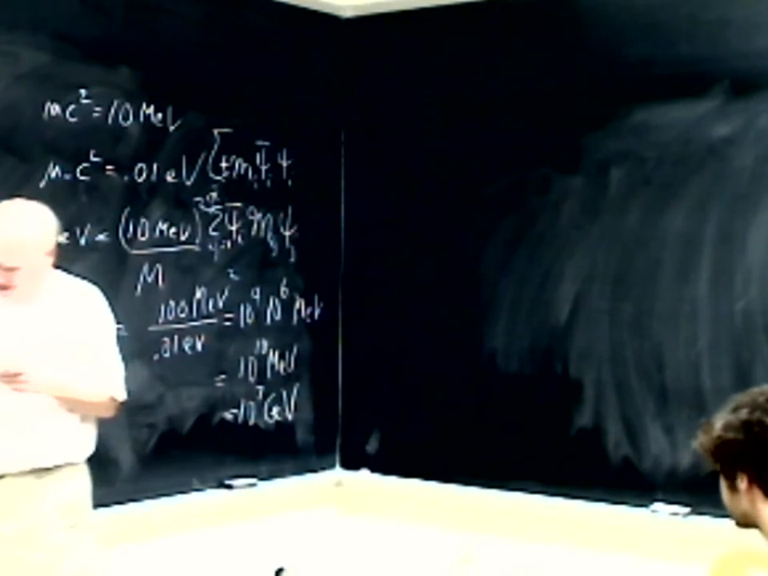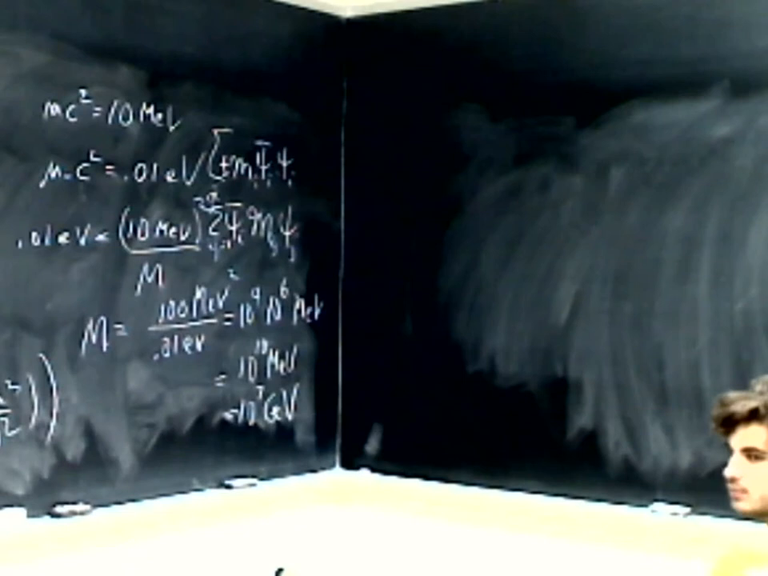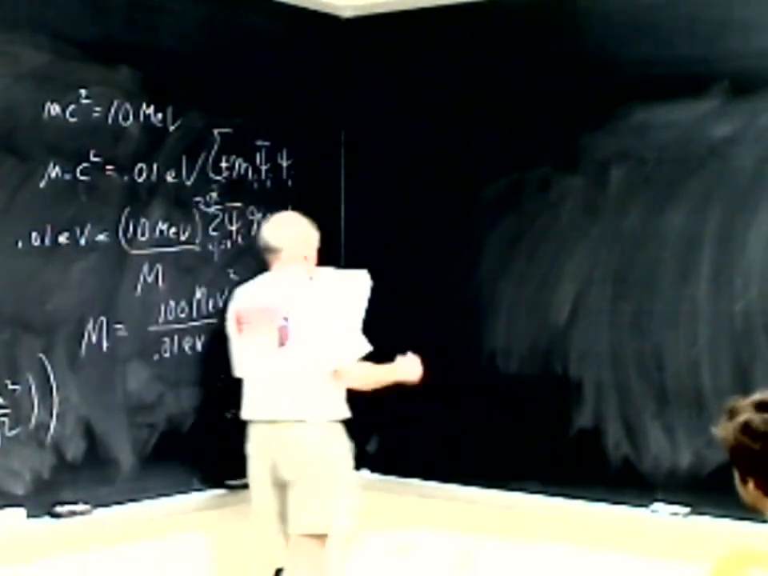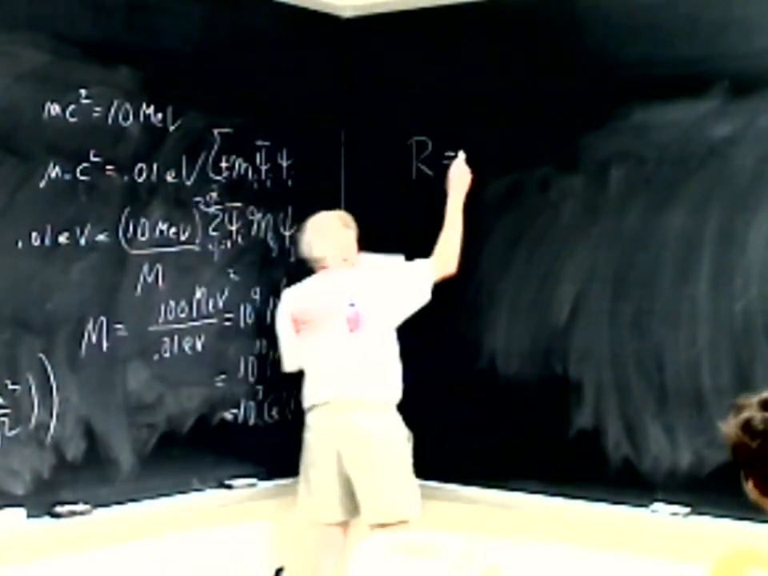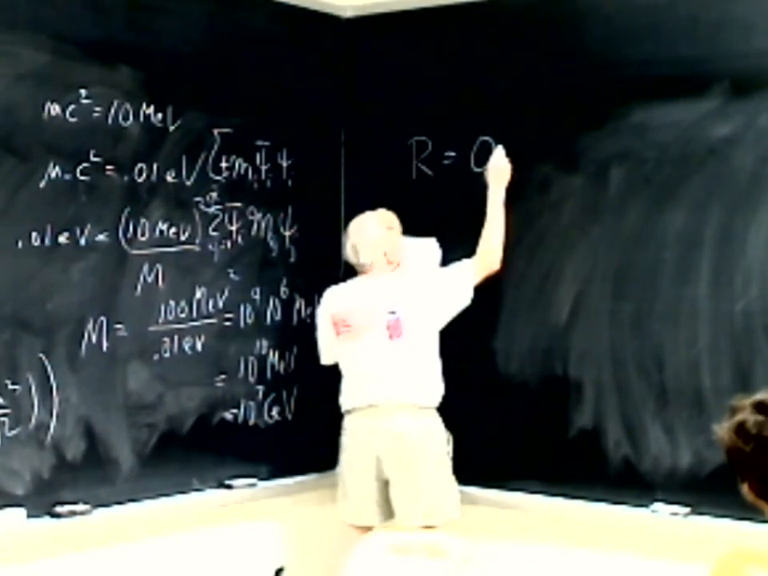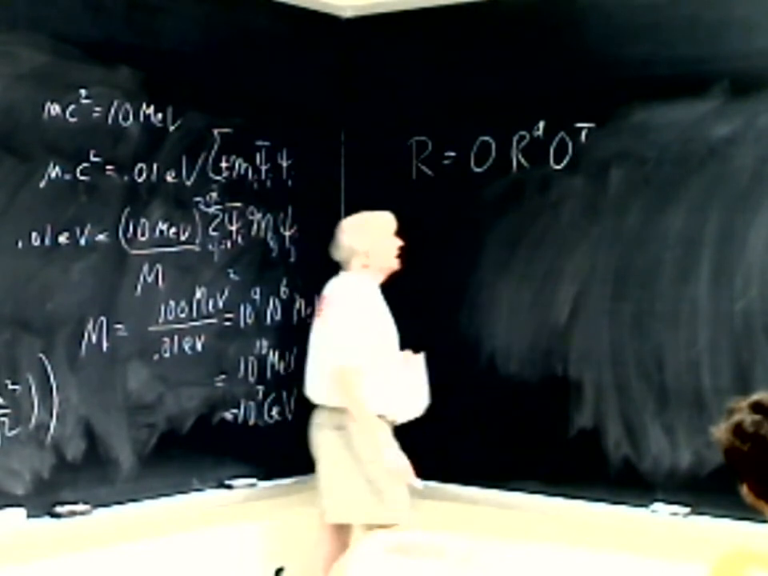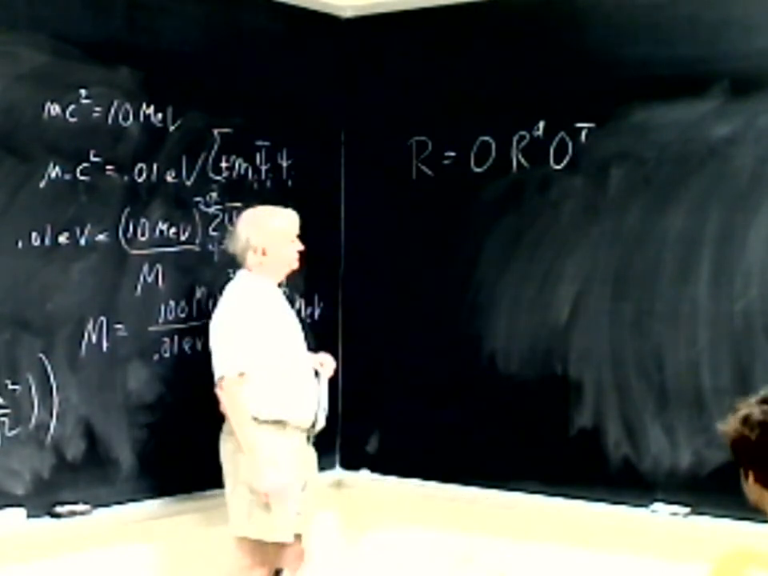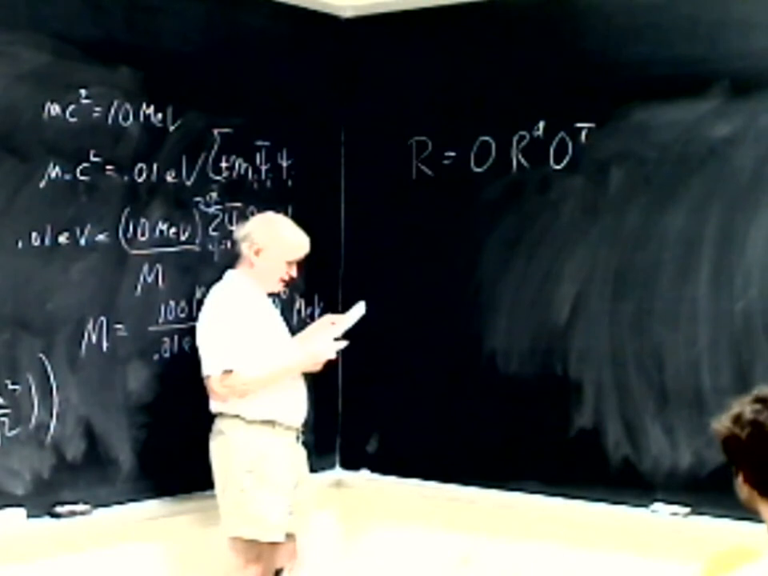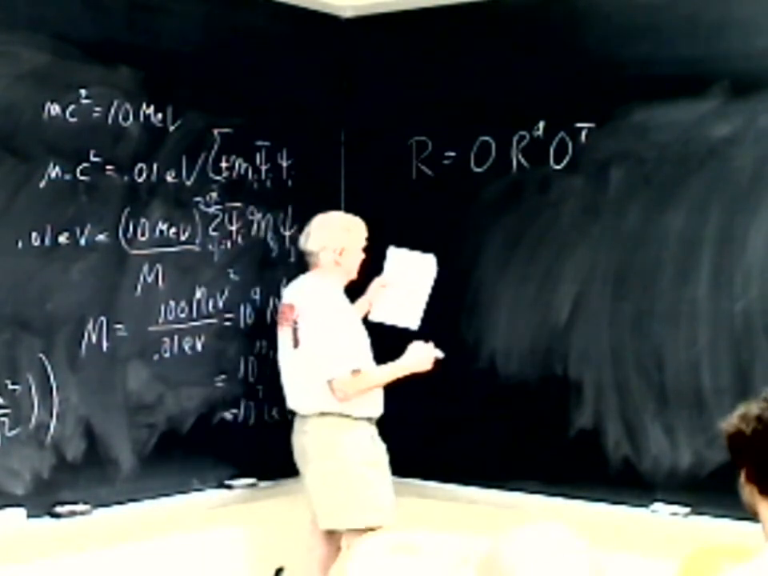All right, now let's get back to this orthogonal transformation over here. So suppose we have a real Hermitian matrix. Then, as I said, we can write it as O, the diagonal form, O transpose. But then what you can do is you can sort of renormalize this.